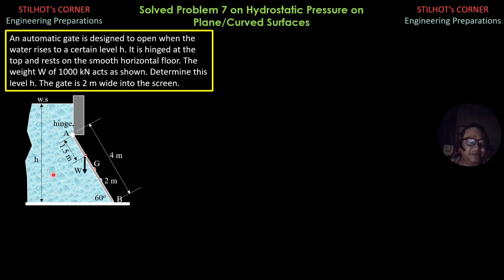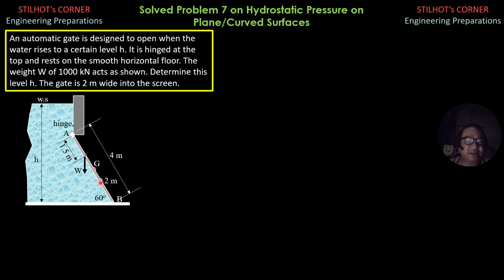Therefore, this is the vertical distance to the centroid of area, HG, and HG is equal to H minus square root of 3. The force F is equal to specific weight of water, times HG, times area, which I already mentioned is 8. Now, we sum up moments about point A, and the gate is about to open when there is no reaction here at B.